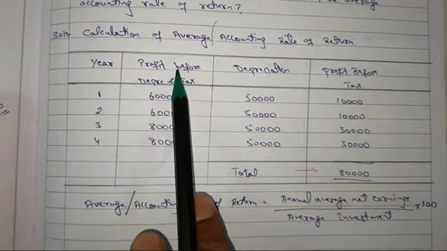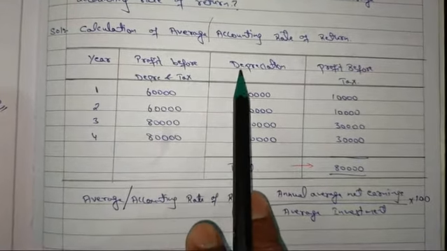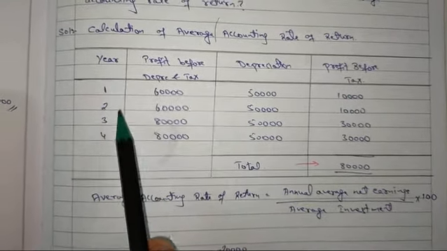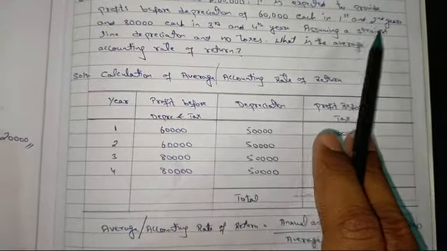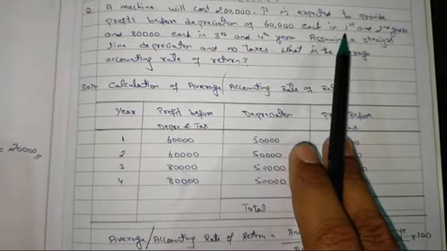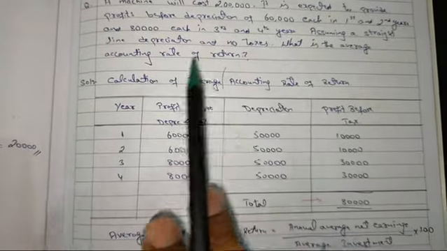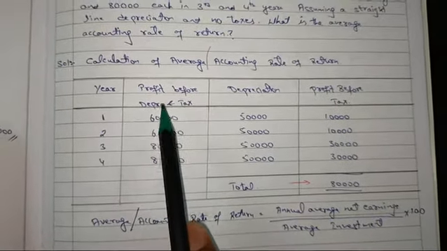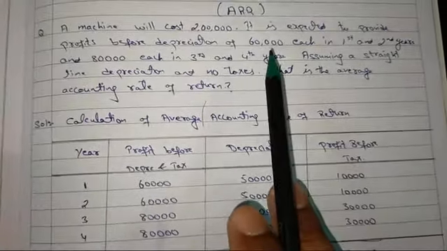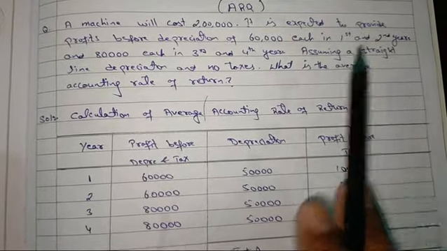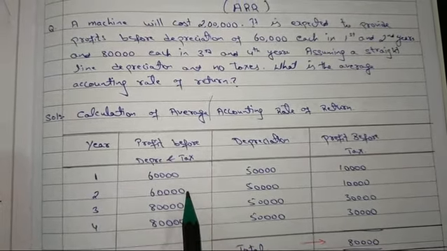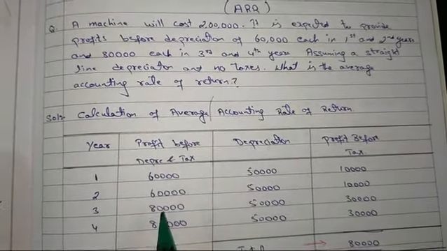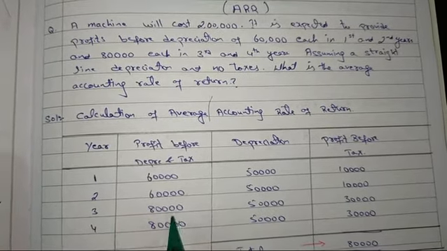Year, profit before depreciation and tax, depreciation, profit before tax. How many years has it mentioned here? First year, second year, third year, fourth year. We have mentioned 1, 2, 3, 4. Profit before depreciation and tax has been mentioned as 60,000 for the first and second year, and 80,000 each for the third and fourth year.